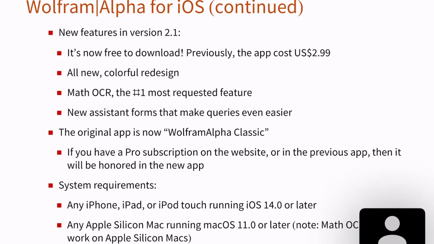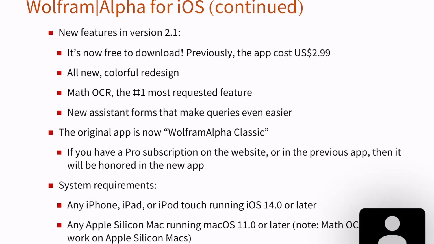If you previously bought a pro subscription inside the app, then you can launch the new app and your pro subscription will be honored. If you have a subscription through the web or otherwise tied to your Wolfram ID, then you'll just have to sign back in again and you'll get all the same pro features that you had in the past. Now, the app will run on any iPhone or iPad or iPod Touch running iOS 14 or later.